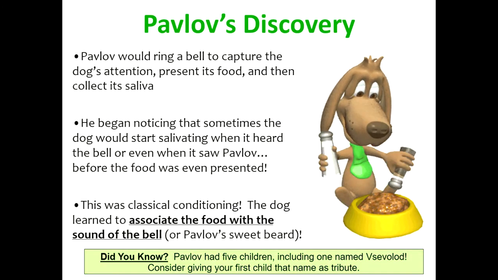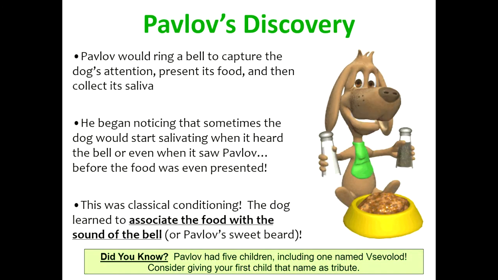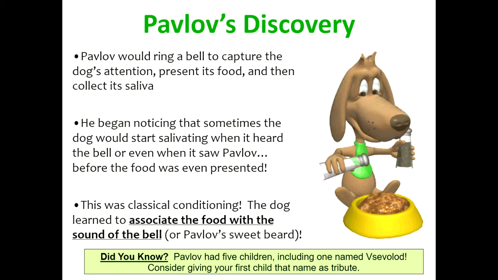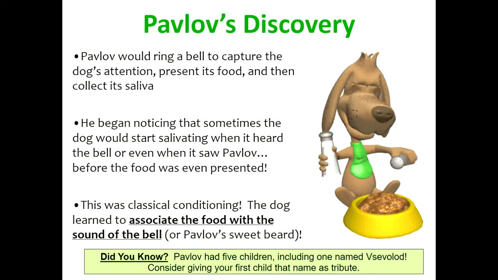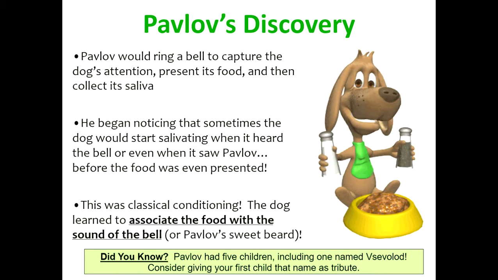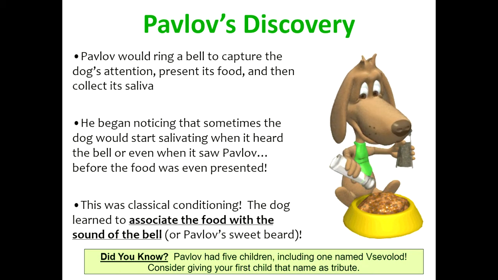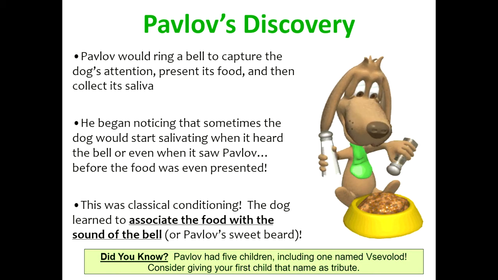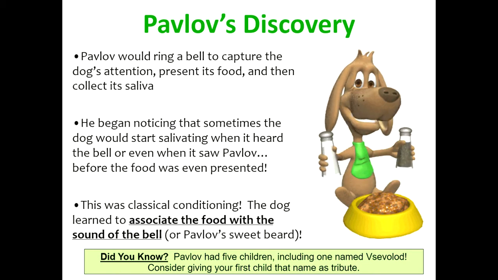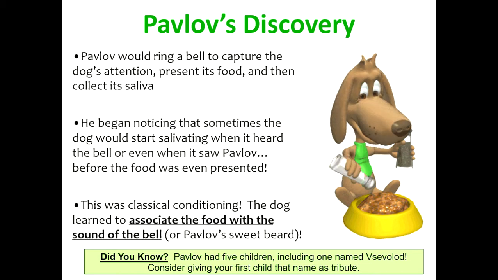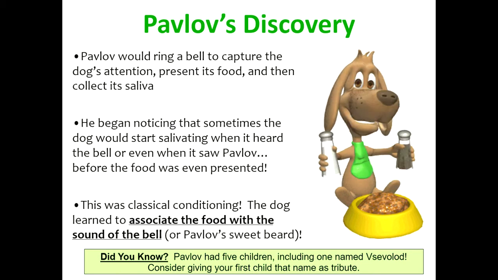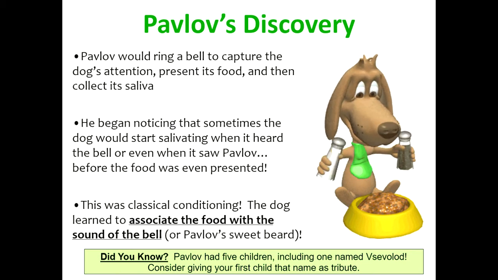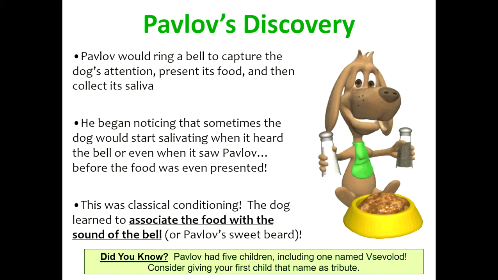What he discovered is that the dogs would begin salivating eventually before he ever gave them their food, because he would ring a bell to let his dogs know that it was time for them to eat. So eventually, ringing the bell and giving them food, the bell itself produced salivation. That's classical conditioning. The dogs associated the food with the sound of the bell.